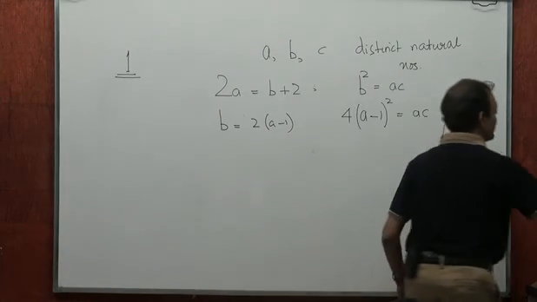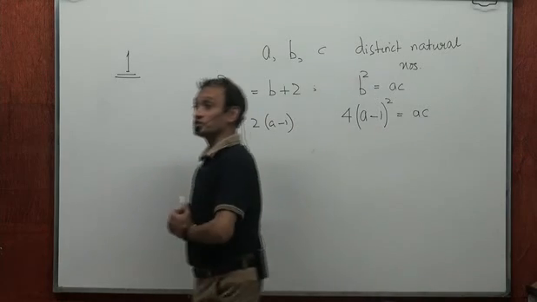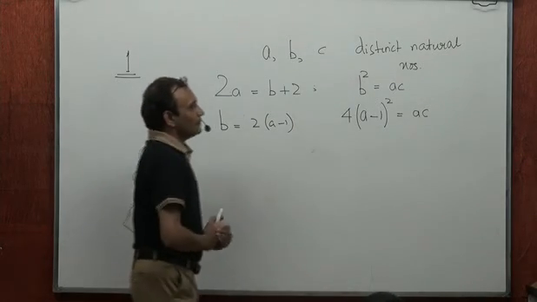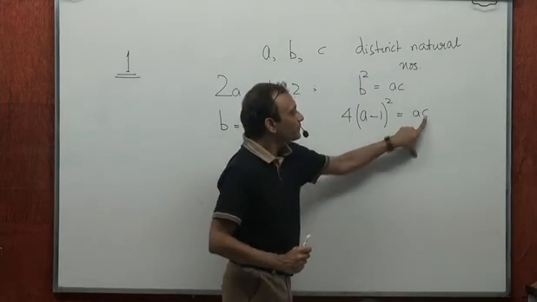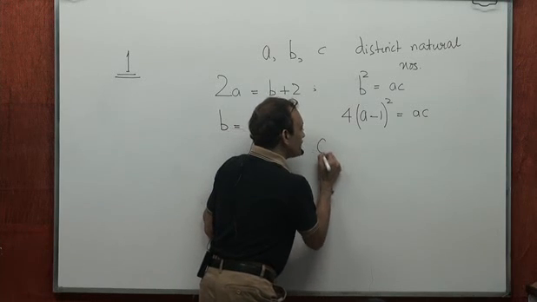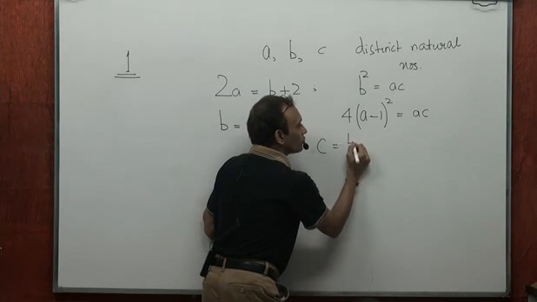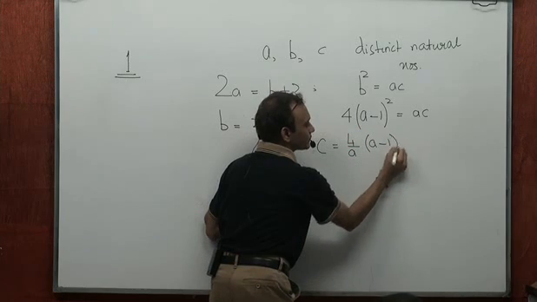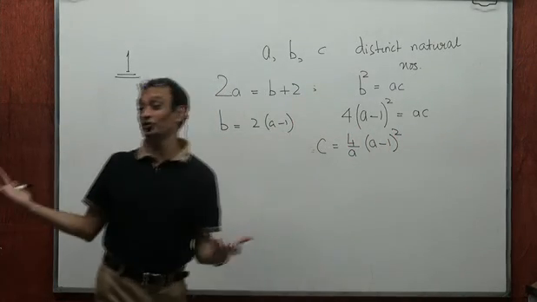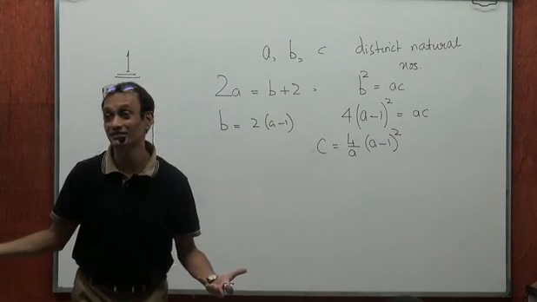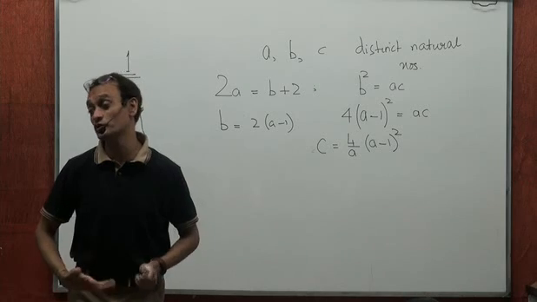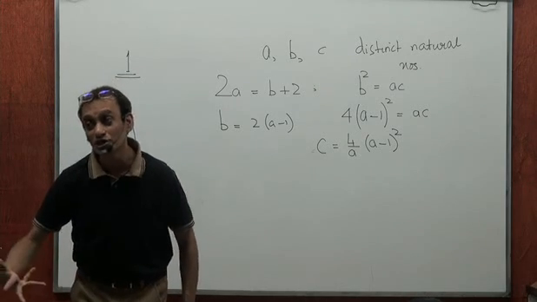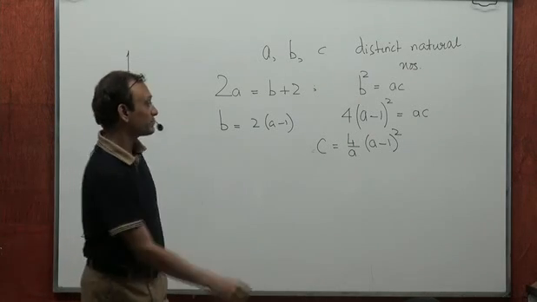Now, once we have this, let me say c would then be 4 divided by a into a minus 1 whole square. That's the only other thing we could do after this. What else? Nature has not left us with too many options, too many choices for this equation, right?